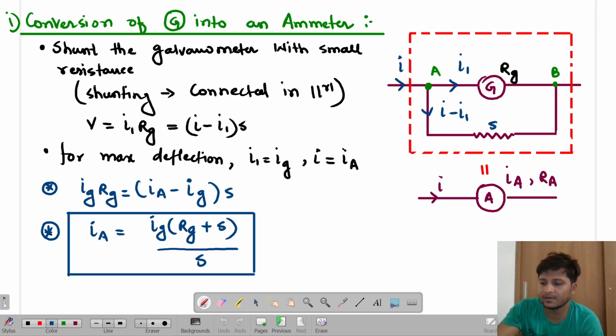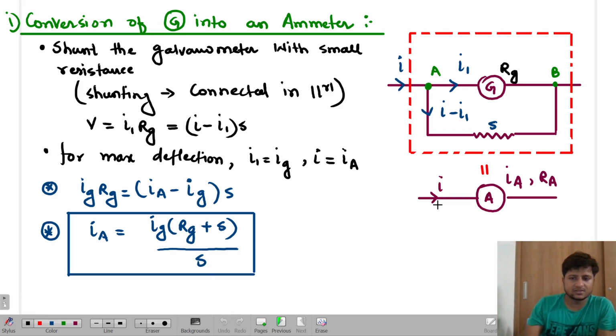Now look over here. As this ammeter has been converted, if there are n divisions, this ammeter should also have n divisions. In reality, a galvanometer is only made into an ammeter. So the ammeter should also have n divisions.